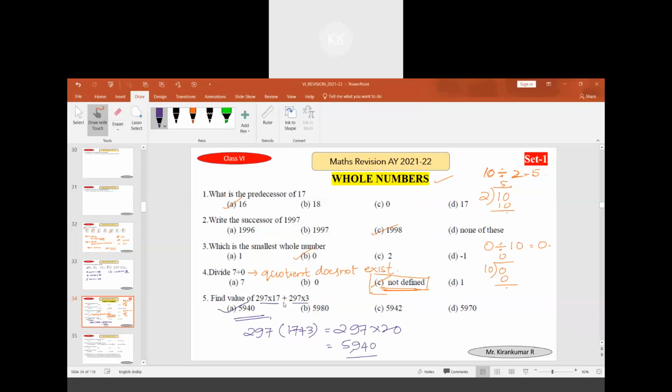By multiplying this and then adding, we get the same answer, but don't go for that. You will waste time, it is lengthy. The distributive property is used.